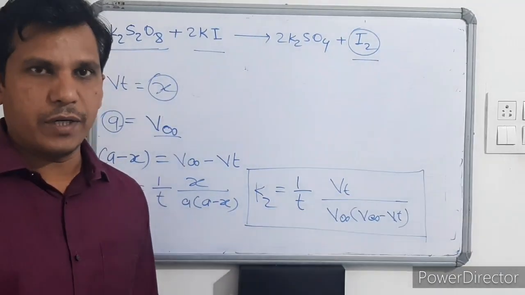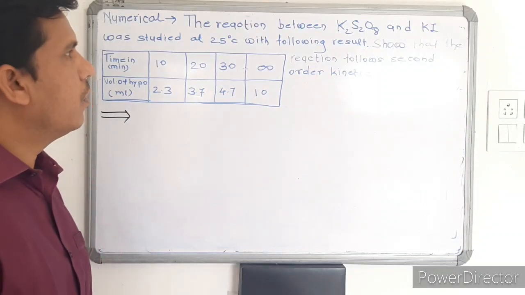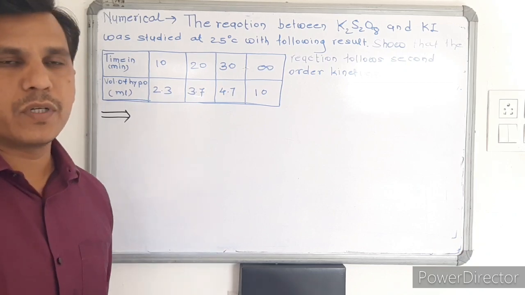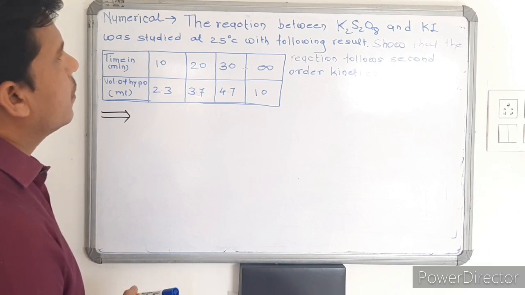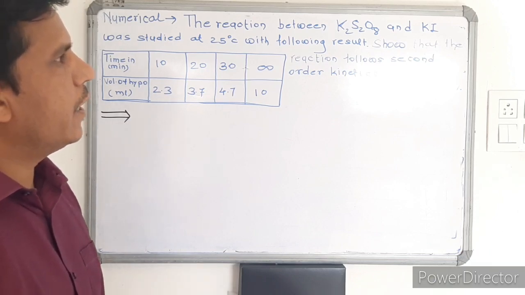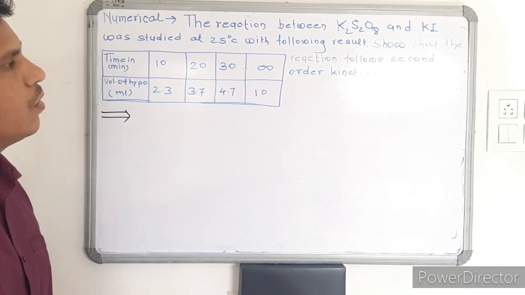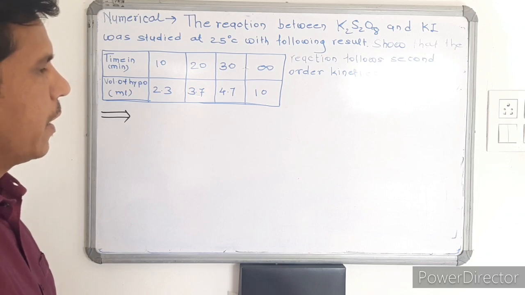Now we have a numerical on the reaction between potassium persulfate and potassium iodide, and the numerical is given. The reaction between potassium persulfate and potassium iodide was studied at 25 degrees Celsius with the following result. Show that the reaction follows second order kinetics.